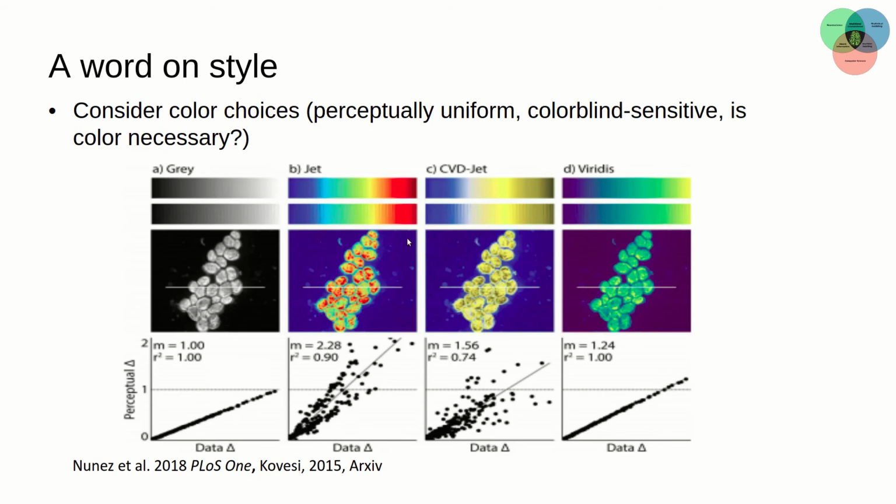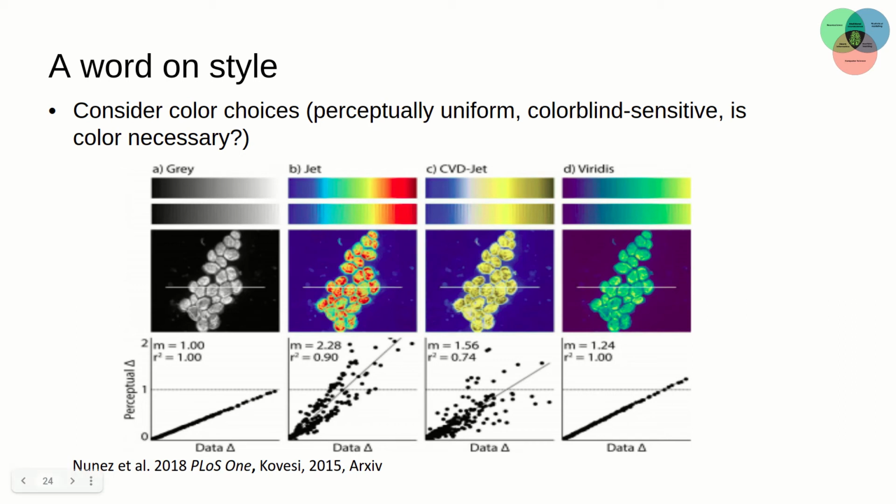So, on that note, to elaborate a bit on this figure, we can see that in A there is a perceptually uniform grayscale color map. On B there is the jet color map. On C there is the jet color map as it would appear to someone with a red-green color blindness. And on D, there is the Viridis color map, which is the current gold standard in many plotting packages. Now, below each image, there is a corresponding color map perceptual sensitivity plot, which compares the perceptual differences of the color map to actual underlying data differences.